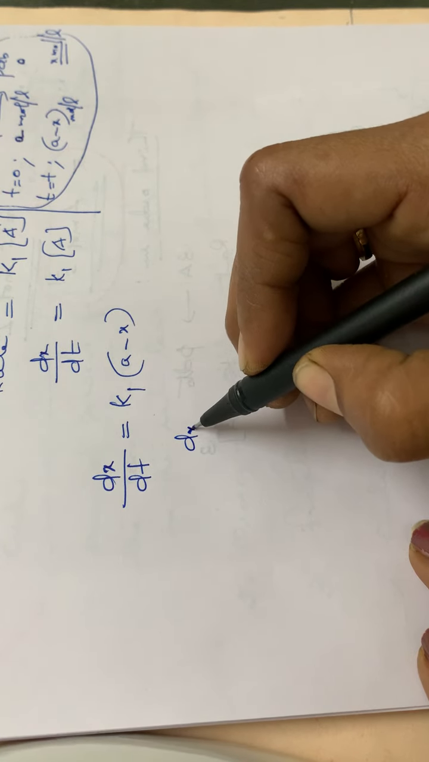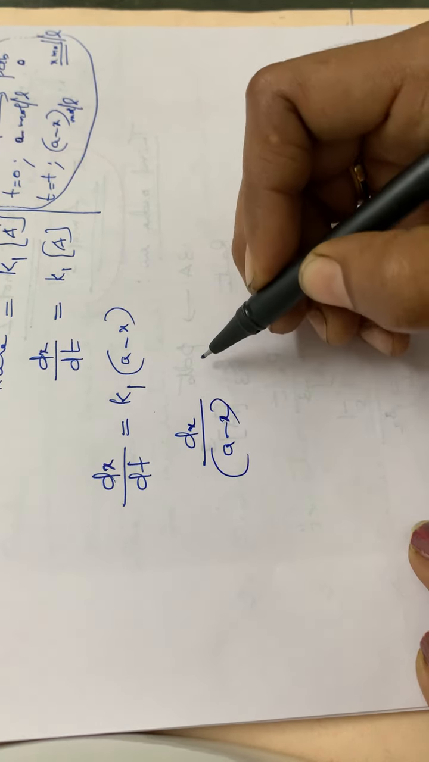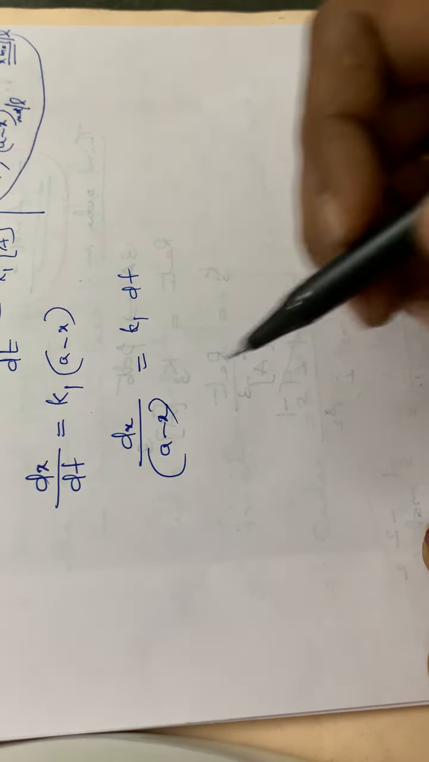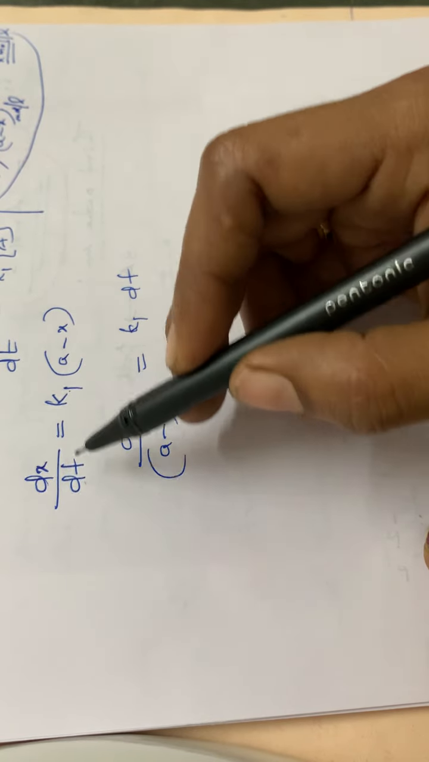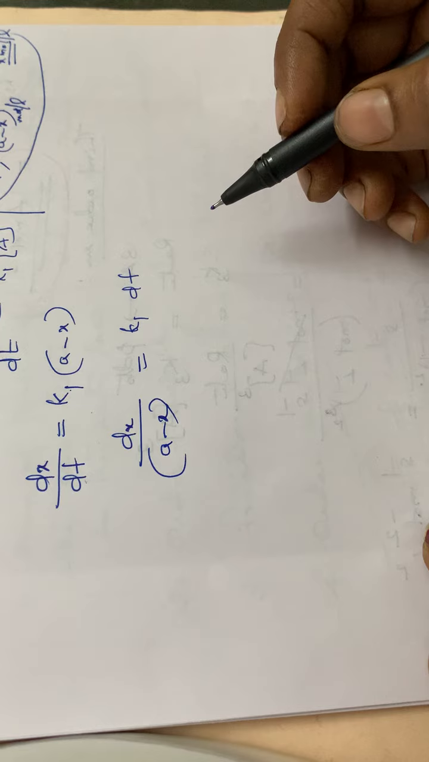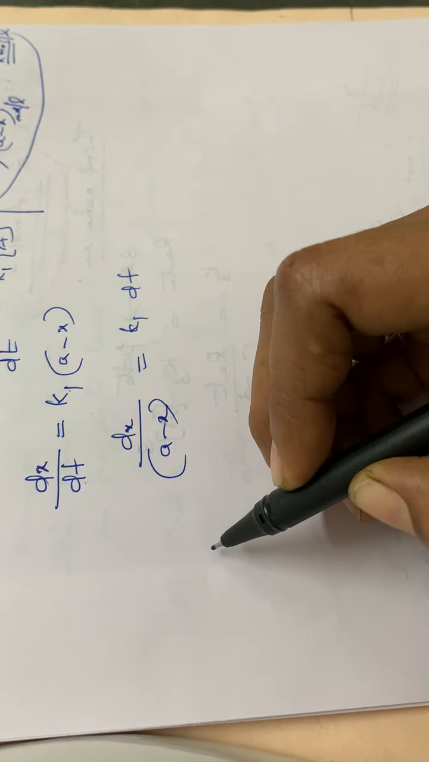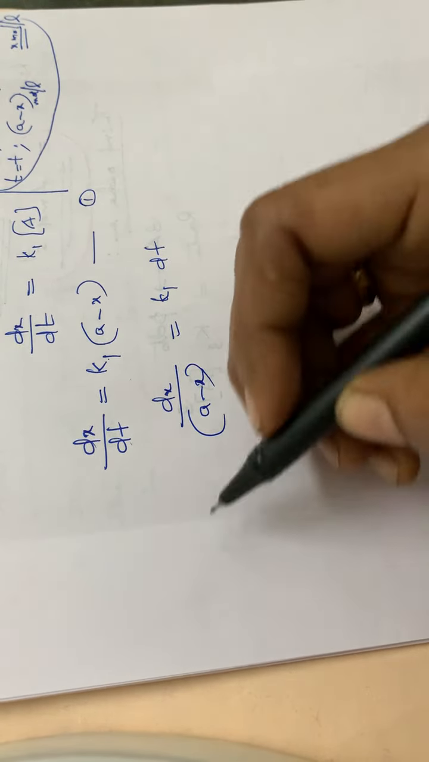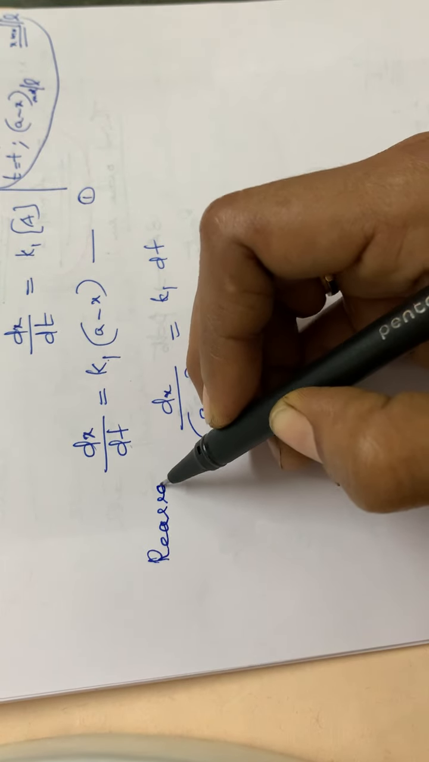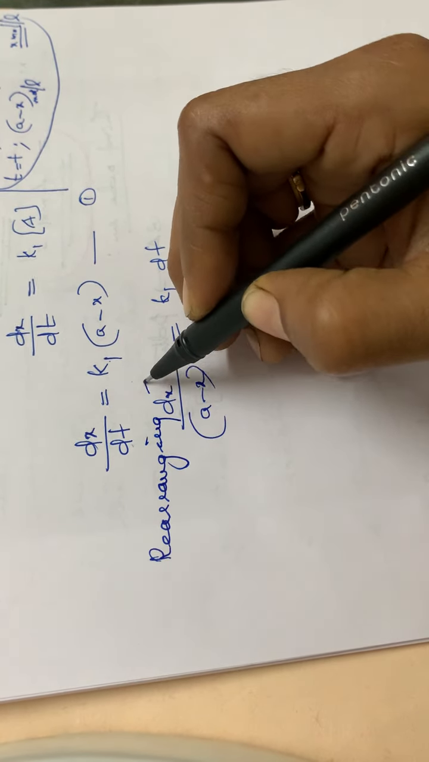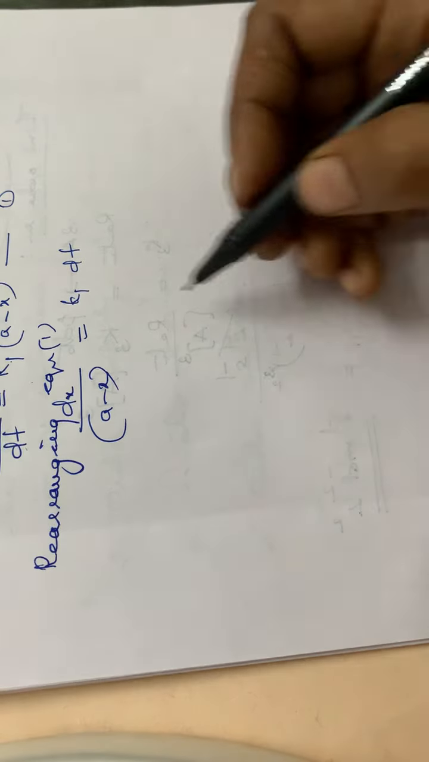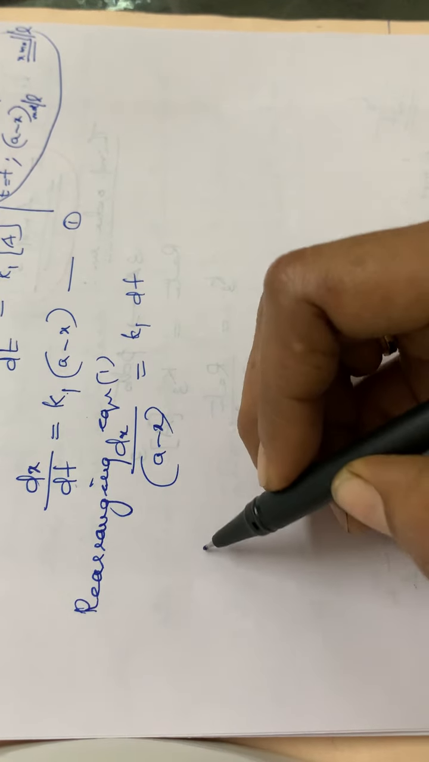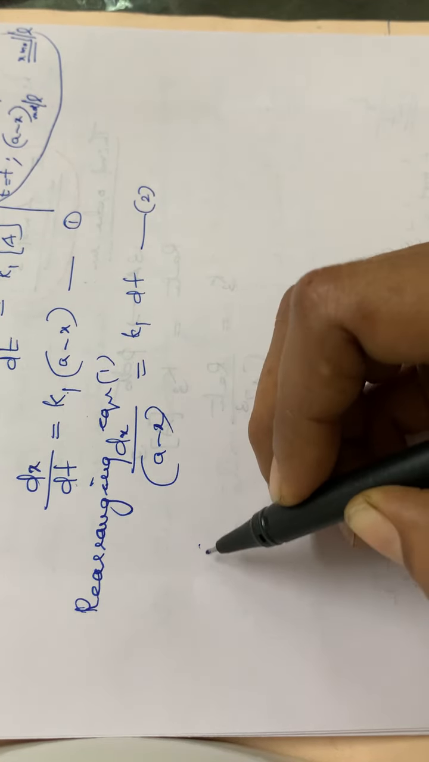So dx divided by a minus x is equal to K1 into dt. That is just a cross multiplication. Let it be equation number 1. Then in the next step, you have to write the steps on the side. Rearranging equation 1, we will be getting dx divided by a minus x is equal to K1 into dt. Then in the next step, integrating this equation, equation number 2.